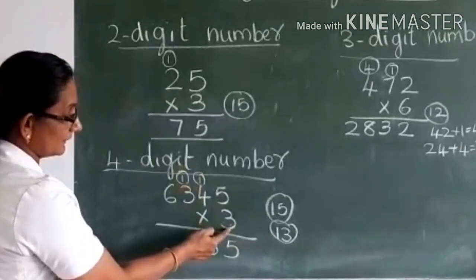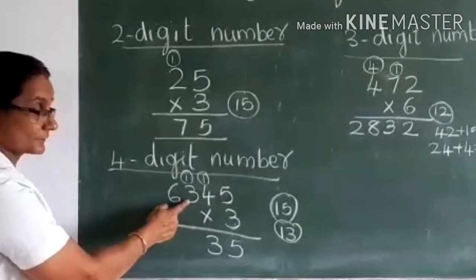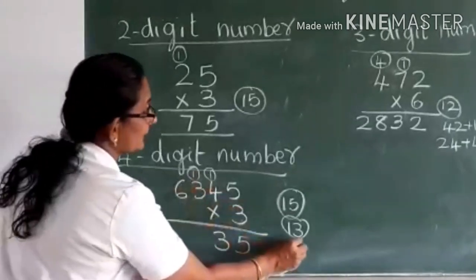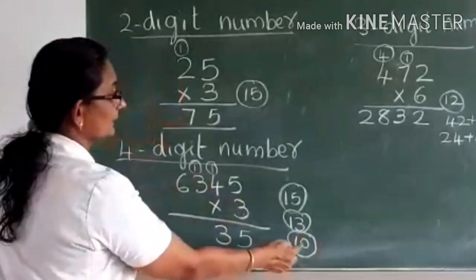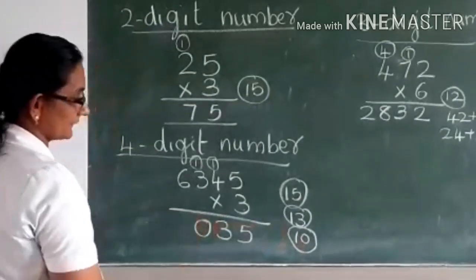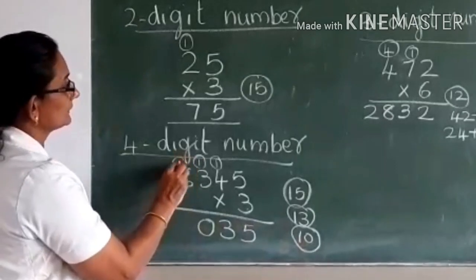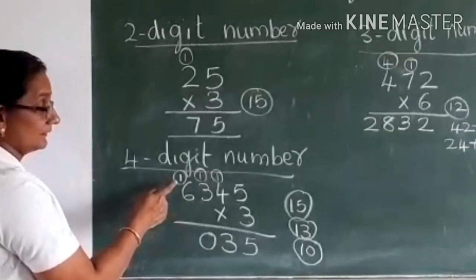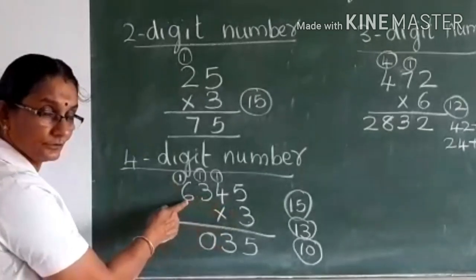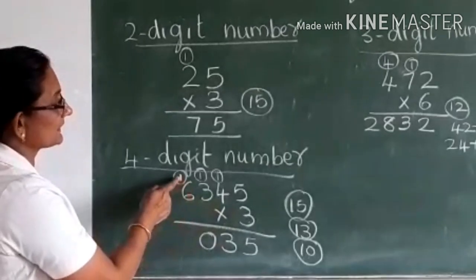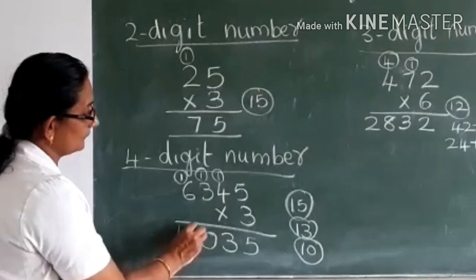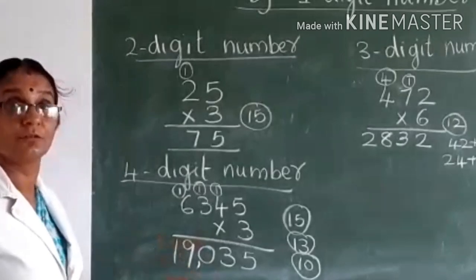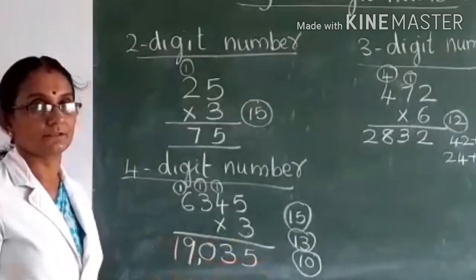Now multiply 3 with 3 which is in the hundreds place. 3 into 3 is equal to 9 and 9 plus 1 will give you 10. Okay, now place this 0 in the hundreds place and 1 is carried to the thousands place. Now multiply 3 with 6 in the thousands place. 3 into 6 is equal to 18. 18 plus 1, 19. So the answer is 19,035. This is how we multiply a 4-digit number with a 1-digit number.